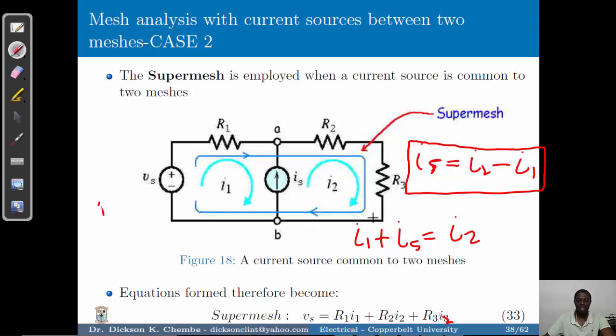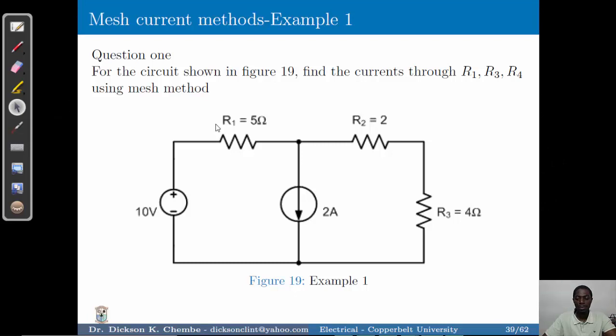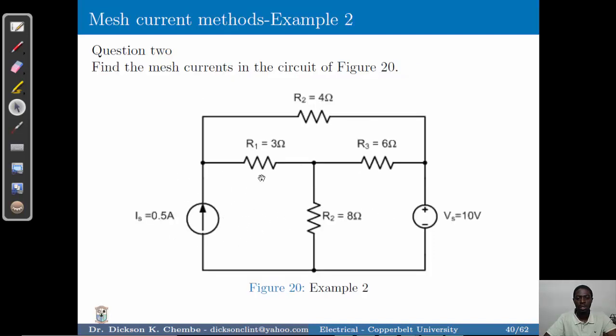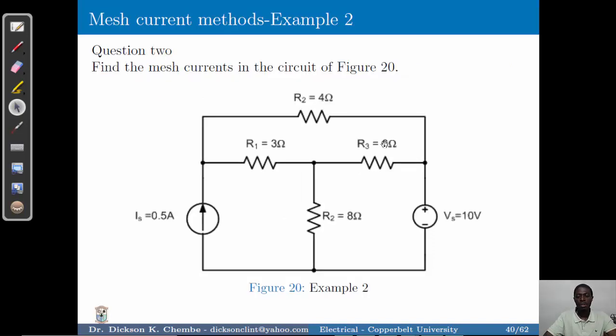Now, let's look at a few examples. These are the two examples that will be looked at. One is an example where we've got the current source in between two meshes, and then the other is where we have a current source on the edge of a mesh, and then we have a voltage source, and basically we've got three meshes. So in the first example, you're being asked to find the currents through resistor 1, resistor 2, and resistor 3. Okay, and using the mesh currents, we're able to determine those currents. Therefore, watch the next video so that you can know how to solve these equations and circuits and analyze them properly.